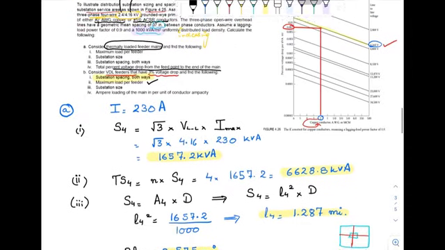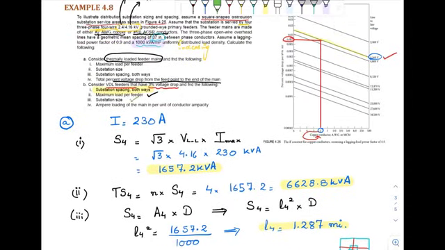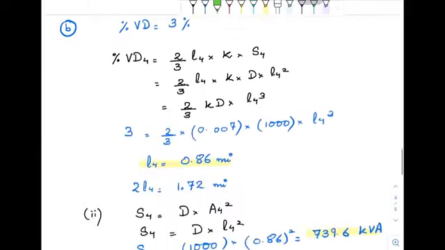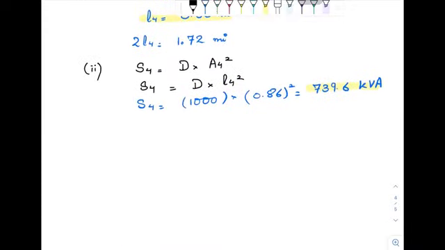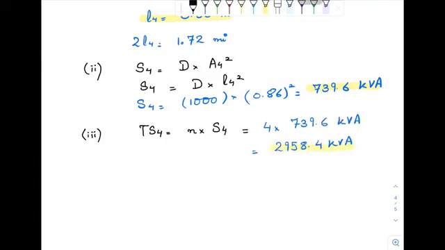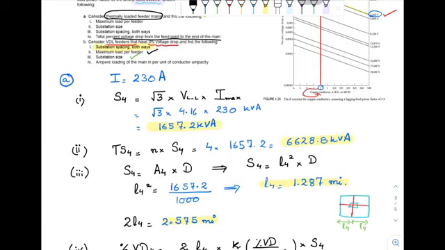In the next part, we need to determine the substation size. Substation size is determined by the total load served by the substation, that is TS4, which will be equal to N times S4. So it will be equal to 4 into 739.6 kVA. In the last part, we need to compute the ampere loading of the main.